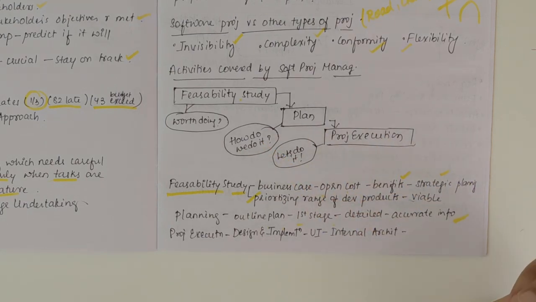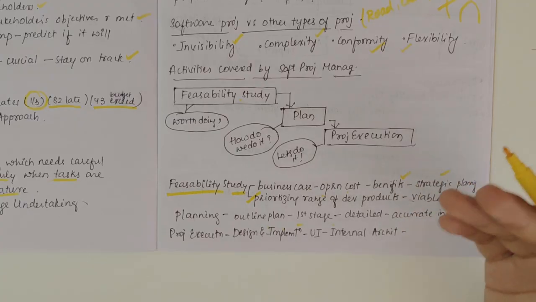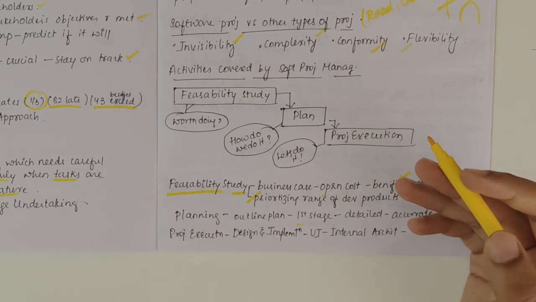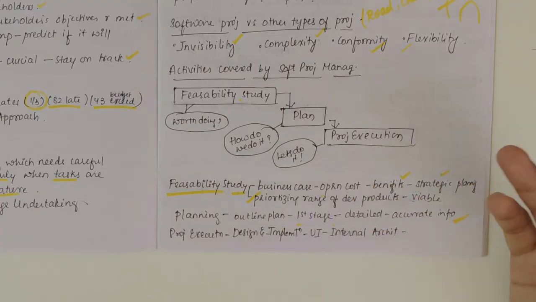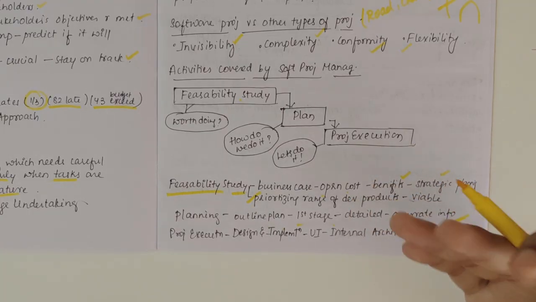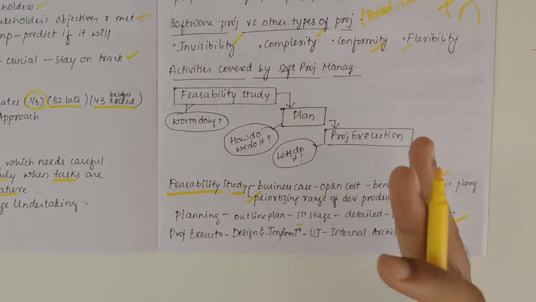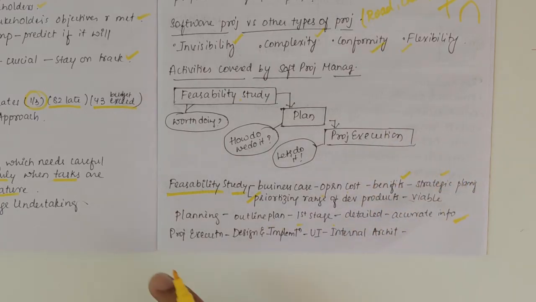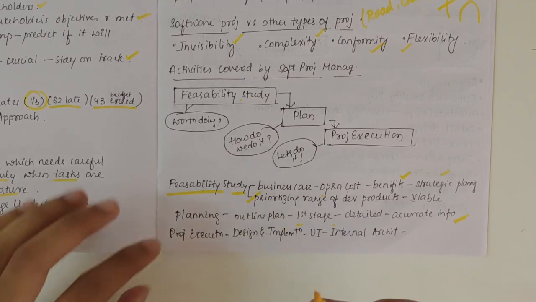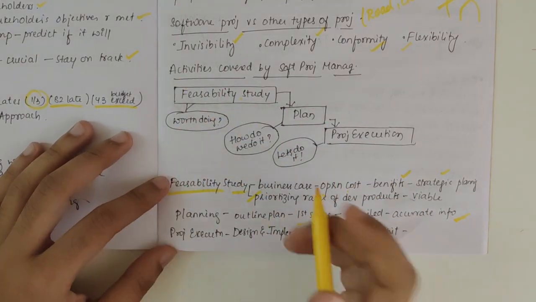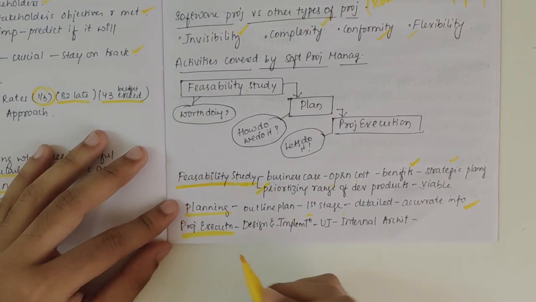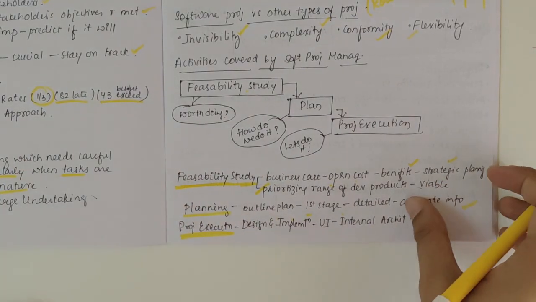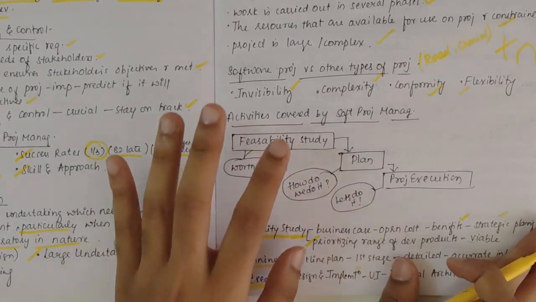Then we have project execution. Project execution includes design and implementation. So like the user interface, that is the external appearance of our software, or the internal architecture, how the internal structure and organization of our software is, and all of that comes under project execution. So we have three phases here, three activities. First one is the feasibility study, then planning, and then project execution. So this was about activities covered under software project management.